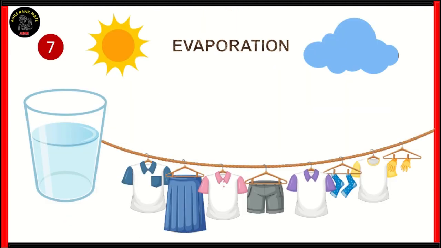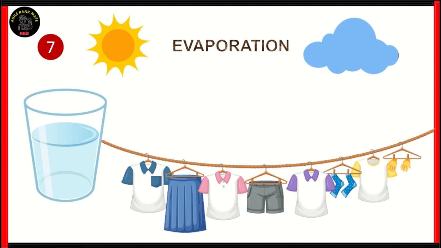Next we'll be looking at evaporation. If we put our clothes in the sun, we can see that the water in the clothes evaporates. But we can also see that the cloth becomes dry even if it doesn't reach 100 degrees.